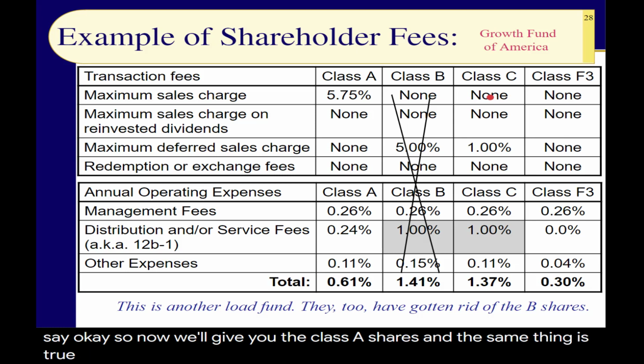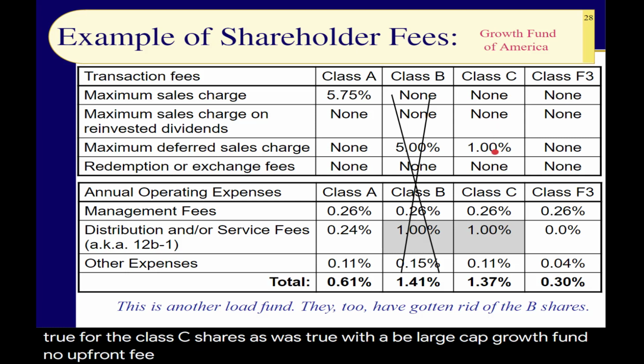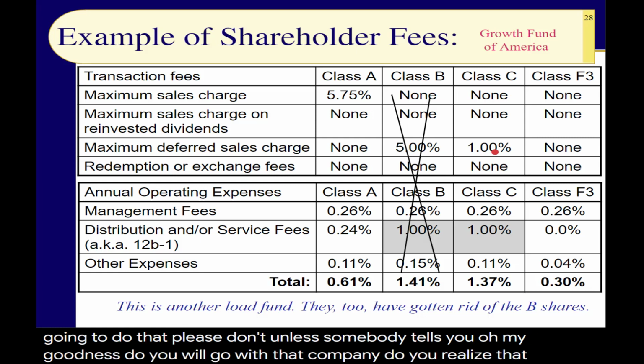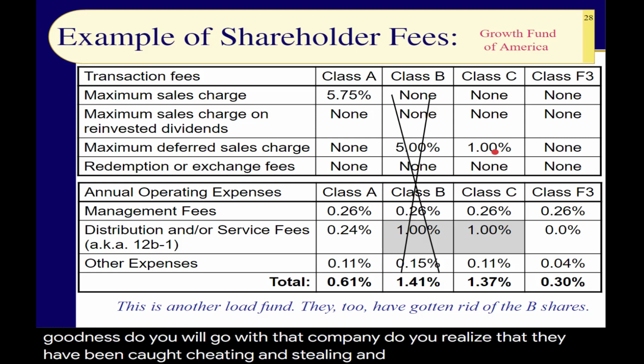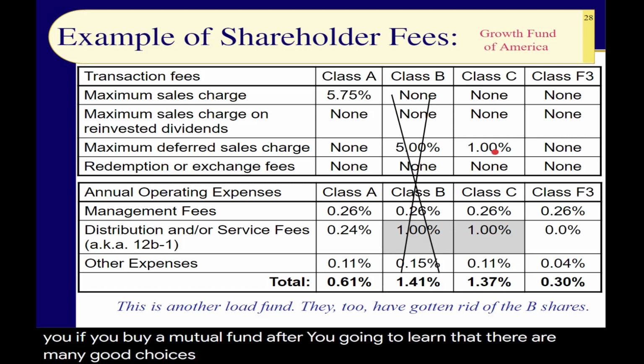And the same thing is true for the Class C shares, as was true with AB Large Cap Growth Fund. No upfront fee, 1% if you take the money out within a year, but you're not going to do that. Please don't. Unless somebody tells you, oh my goodness, do you go with that company? Do you realize that they've been caught cheating and stealing and everything? But literally, if you buy a mutual fund after you've done all your research and you're going to take this class and you're going to learn that there are many good choices, you want to let it go. You want to let it do its thing.